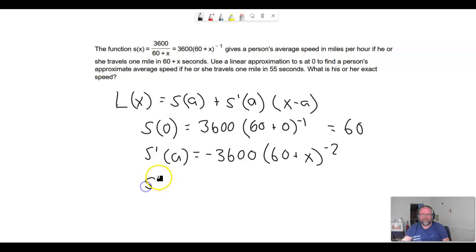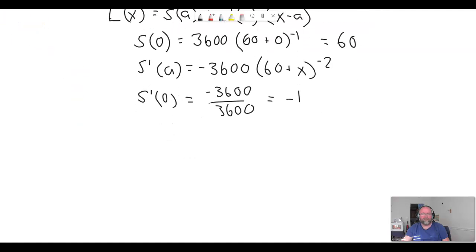So now we can take a look at s prime of 0. And that's going to be this function evaluated at 0. So that's just going to be -3600 divided by, and we can bring this whole thing to the bottom, 60 squared, which is just positive 3600. And we're just going to get a -1. All right, so that's pretty much all we need for this. So let's go ahead and apply it.